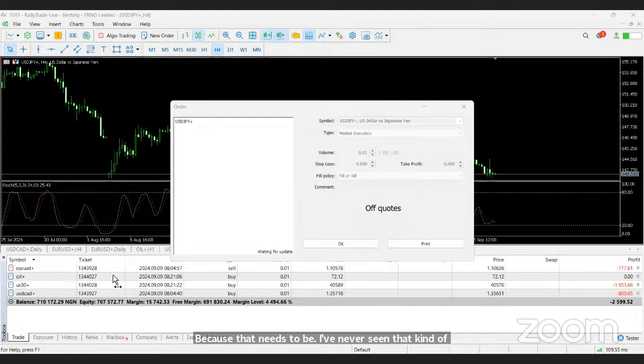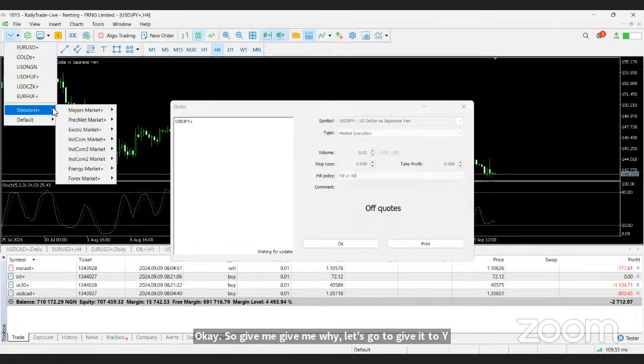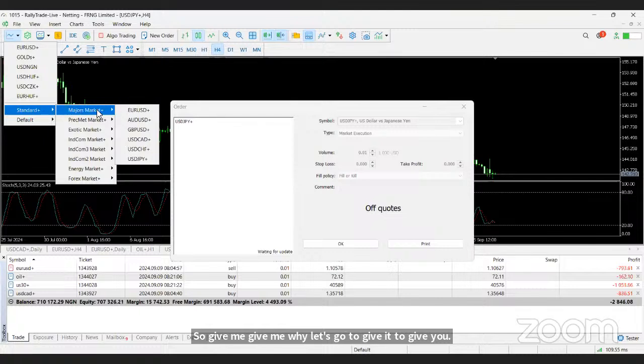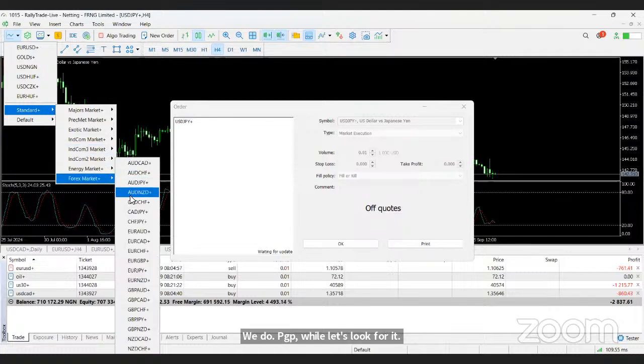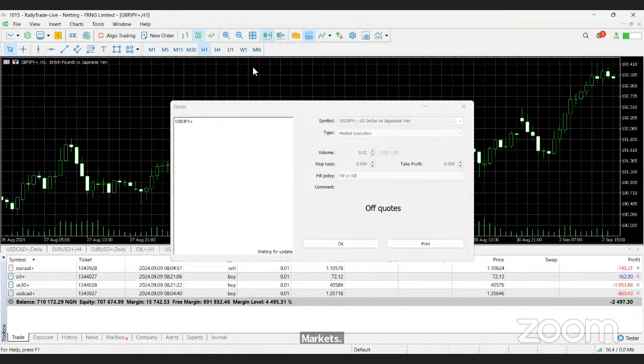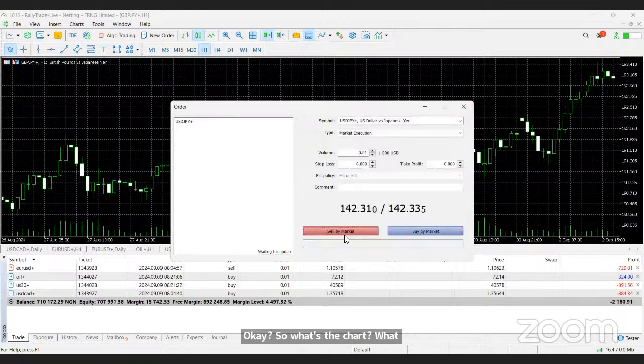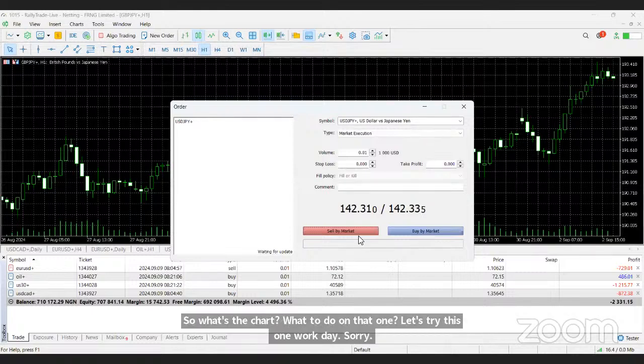Okay, so GBPJPY. Let's go to GBPJPY for Ogbeyi. It should be under market. This one. Okay, so once the chart loads, we'll look at what to do on that one. Let's try this one, but hey, sorry. I think it should be a buy. Of course, okay. So let's close this one out.